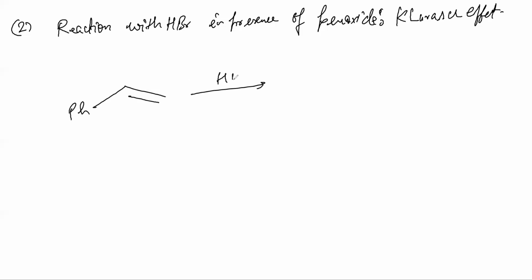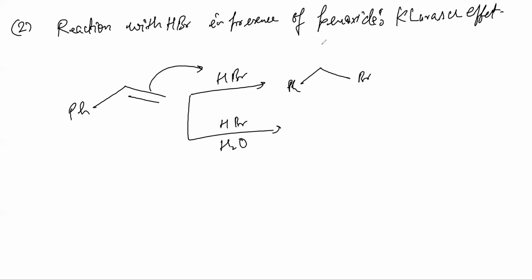Means where you feel like, in the first case, what will happen? Pi bond will attack on H plus. You will get some product like this. Sorry, I made it wrong. Okay, your product. How carbocation will be formed and here plus will come and Br will attack, like that. Now in case of second, we get Br at the corner.